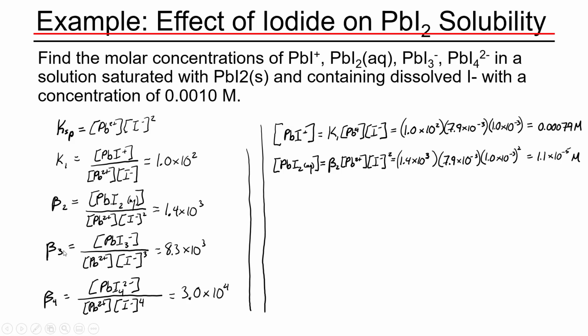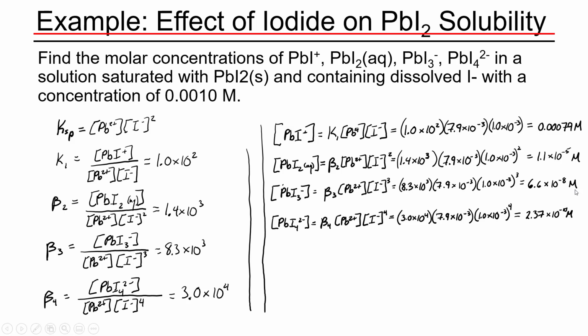We can repeat this process with beta 3 and beta 4 to find the concentration of PbI3- and the concentration of PbI4 2-. If we do that for beta 3, the concentration of PbI3- is equal to 8.3 times 10 to the third times 7.9 times 10 to the negative third times 1.0 times 10 to the negative third cubed, or 6.6 times 10 to the negative eighth molar. And we can do the same again for PbI4 2-, which gives us a concentration of 2.37 times 10 to the negative 10th molar.